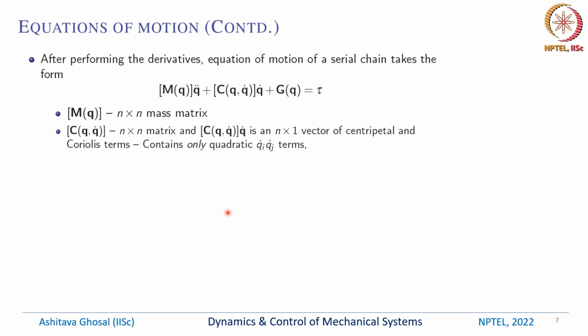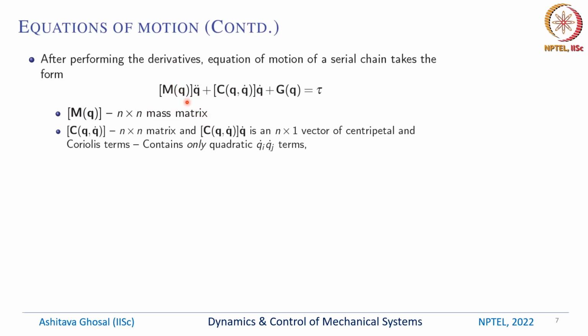So after performing the derivatives, the equation of motion of a serial chain takes this form. We find the Lagrangian, we take the partial with respect to qi, then the partial with respect to qi dot, and then d/dt of that one. Then if you do all these things for i equals 1 through n and simplify, we can rewrite the equations in this form. And this is a well-known form.